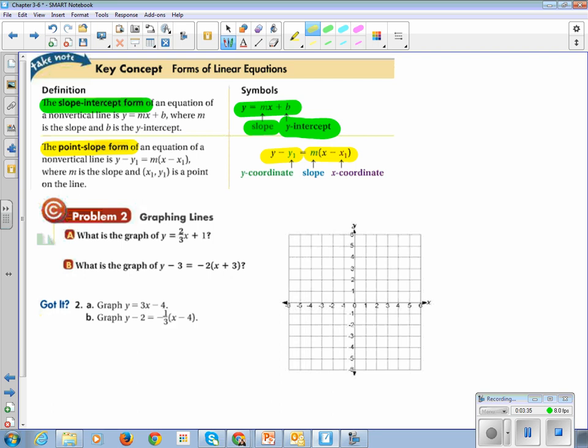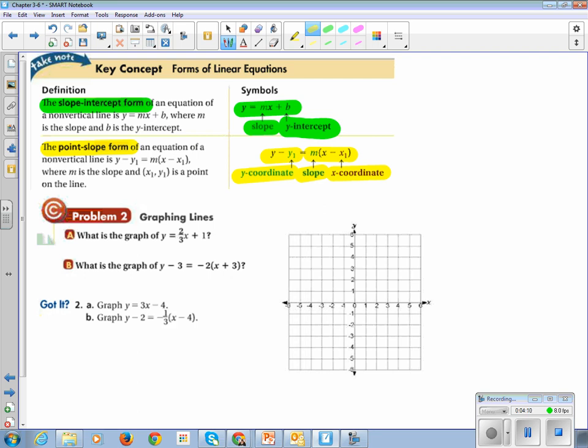Everything in black on this point-slope form stays. This green guy, the y1, is the y-coordinate of your point. The m is your slope, and the x1 is your x-coordinate. I know it's really tempting when you see all those x's and y's to put numbers in for everything, but if you did, you wouldn't be left with an equation. It would just all be numbers.